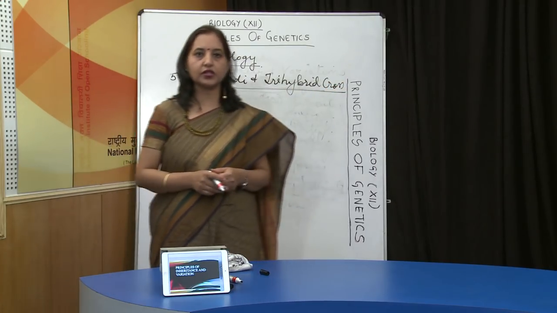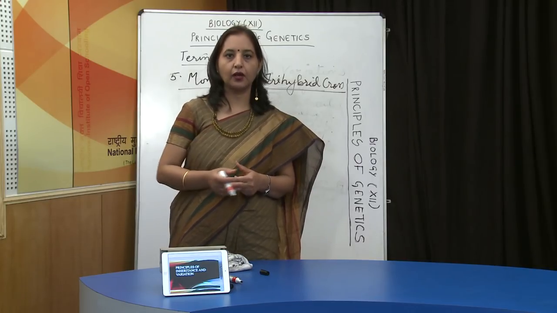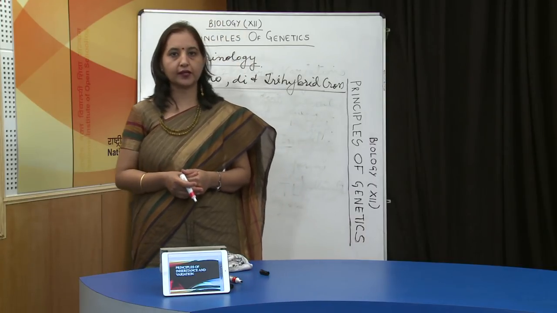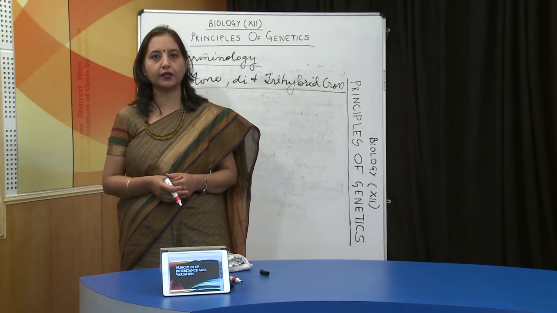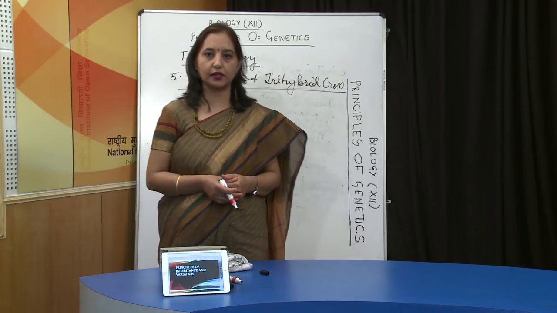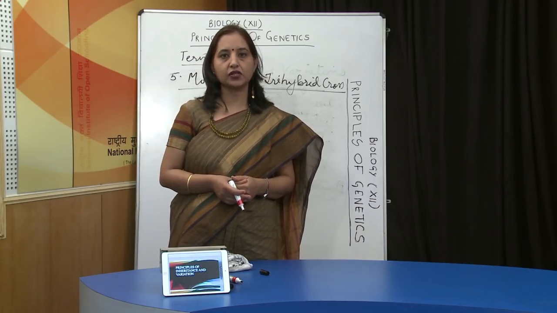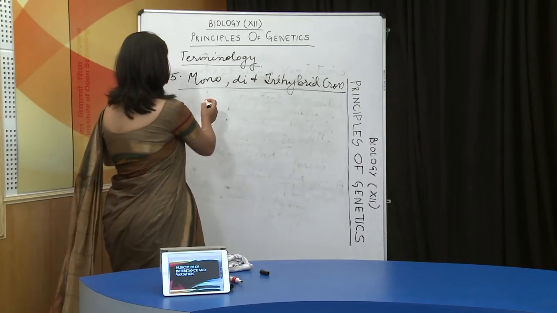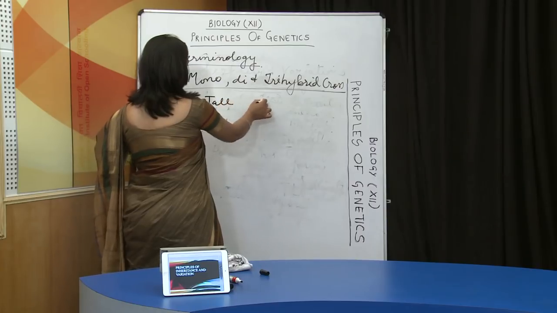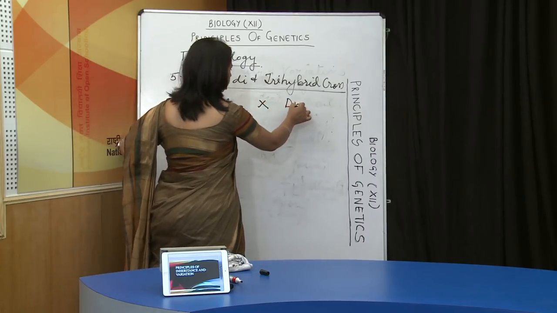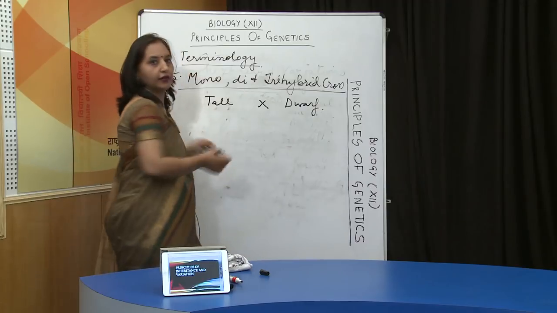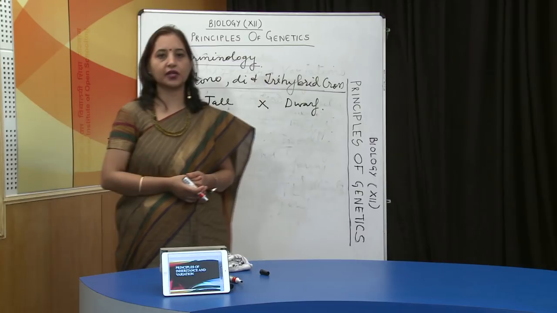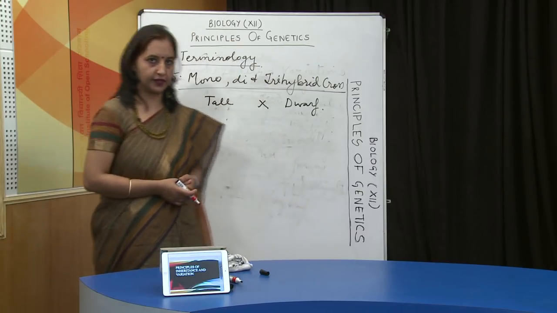Next term is monohybrid, dihybrid, and trihybrid cross. A cross in which a single character is considered for experiments, that's monohybrid cross, wherein two characters are considered, that's dihybrid, and when three characters are considered at the same time, that's called a trihybrid cross. And it can be easily understood with the help of an example. A tall plant, if it is crossed with a dwarf plant, this kind of cross is known as monohybrid cross, because we are just considering the height of the plant at this moment.